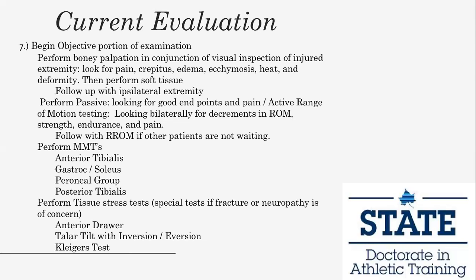Usually, if I suspect there may be a fracture or some sort of neuropathy, I'll include those tests to kind of rule in and rule out that. But if I just suspect that it's just an ankle sprain, I'll stick to the anterior drawer, talar tilt with inversion and eversion, and a Kleiger's test.